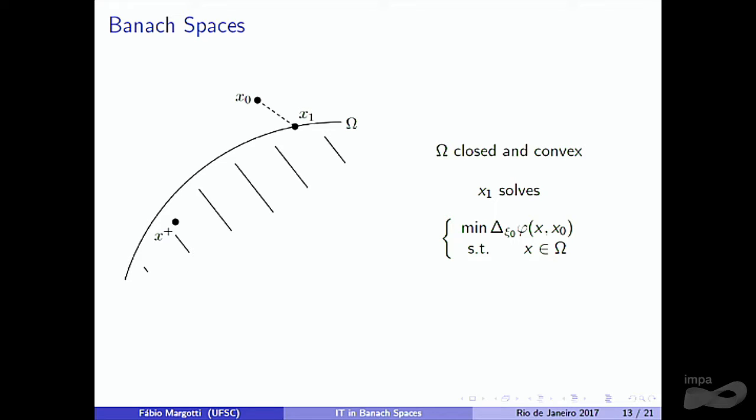Then the projection method in Banach spaces is that. We have x0 here, x plus here. We construct a set, omega, which is closed and convex, and separates x0 and x plus. And then we project this point at the set. We solve this optimization problem: among all the points in omega, we find the one which is closest to x0 using the Bregman distance.